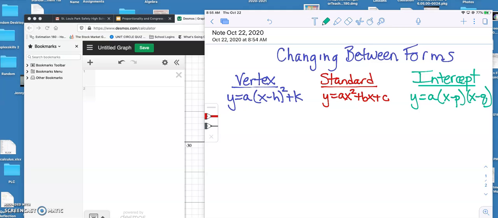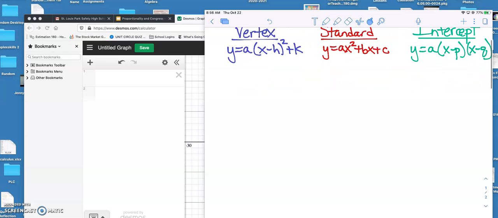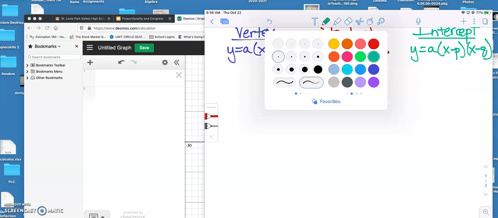We're going to talk a little bit more about intercept form, because it's just like factoring, except you'll notice in parentheses, it's just x minus something and x minus something. So it's one more step than factoring, but it's a pretty easy step. So in all the problems today, we're going to be changing into all three forms.